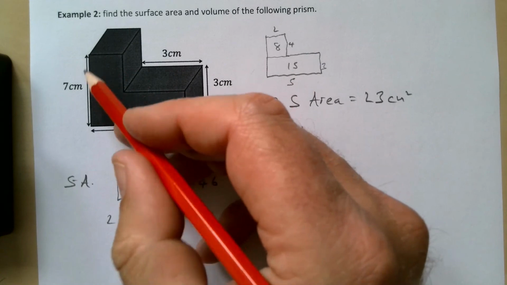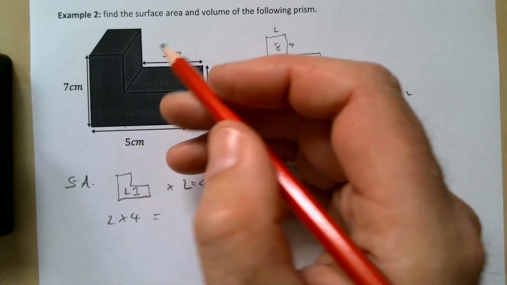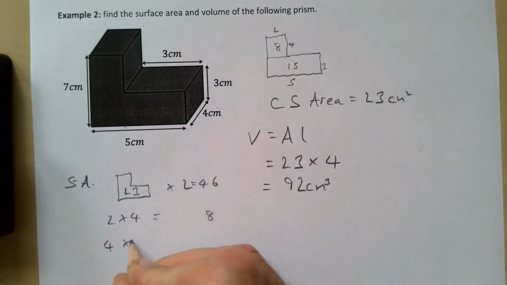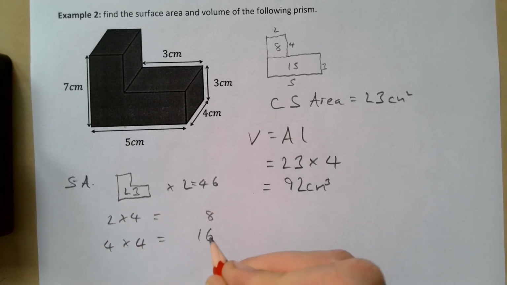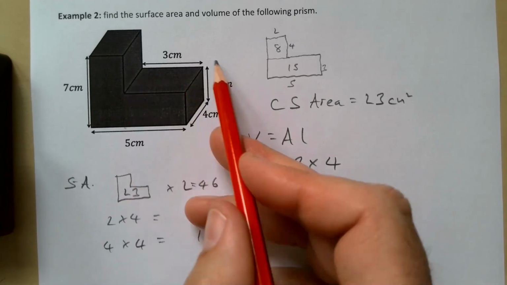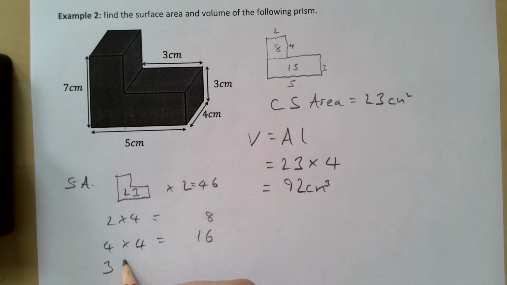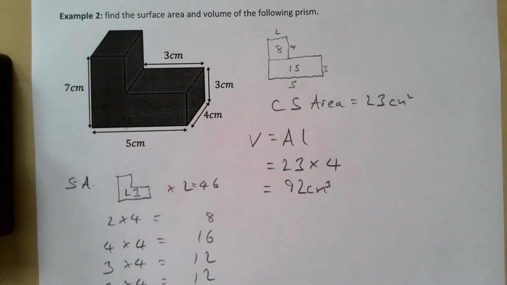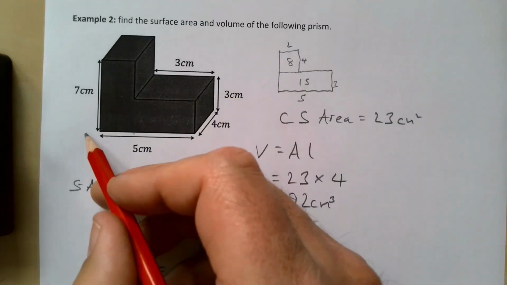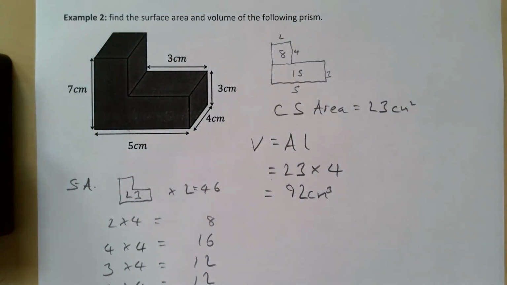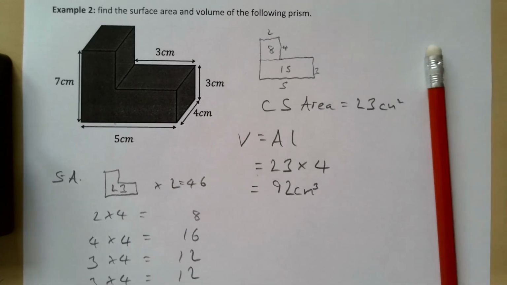This one here, that's 7, that's 3. So that's 4 times 4, which is 16. This is 3 times 4. They're all, of course, times 4. 3 times 4, which is 12. That's 3 times 4, which is 12. They look nothing like each other, but that's how it works. 5 times 4, which is 20. And then 7 times 4, which is 28.